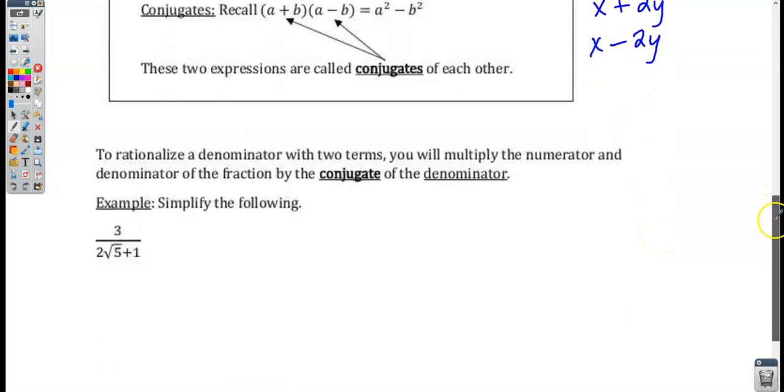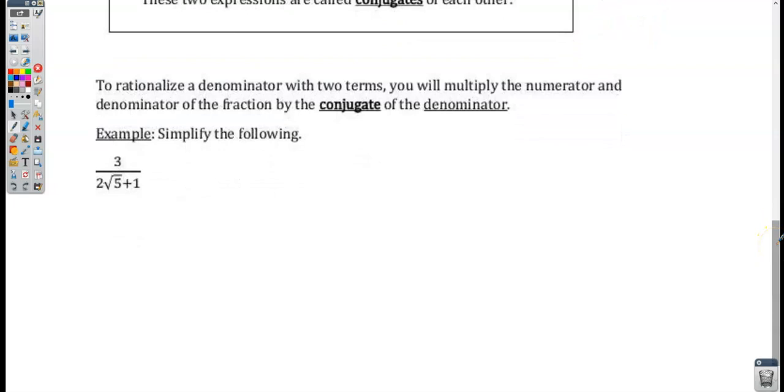All right, now let's go ahead and use some conjugates. To rationalize a denominator with 2 terms, we're going to multiply the numerator and denominator of the fraction by the conjugate of the denominator. So let's look at this first example. Simplify the following. I look at my denominator, which is 2 square root of 5 plus 1. It's a denominator with 2 terms that contains an irrational part. So we're going to multiply the denominator of this fraction by the conjugate. The conjugate of 2 square root of 5 plus 1 is 2 square root of 5 minus 1. And then in order to preserve the value of the expression, we're going to have to multiply the numerator by that same expression.